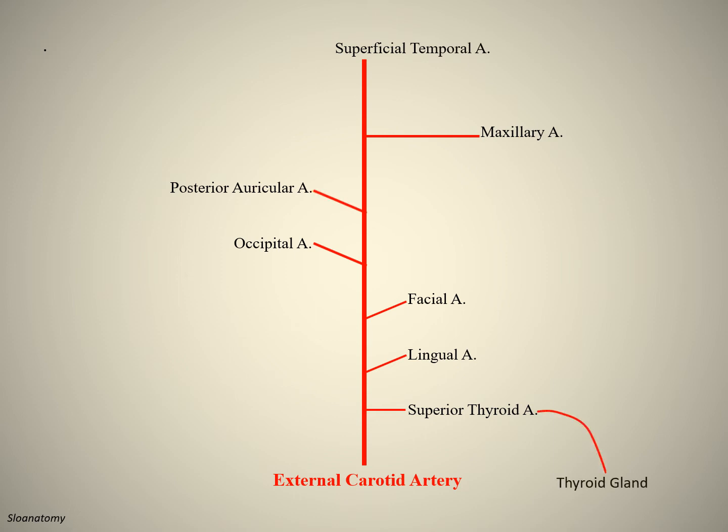The superior thyroid artery goes to the thyroid gland. The superior thyroid artery will give up a small branch called the superior laryngeal artery, which will ascend in the neck. Also coming off the external carotid artery, we have a small branch called the ascending pharyngeal artery.